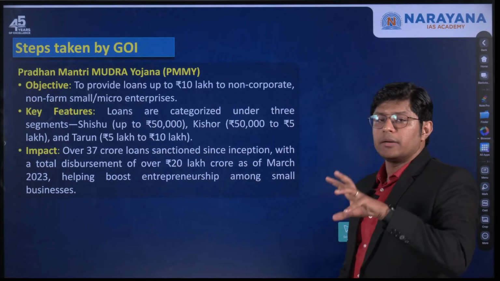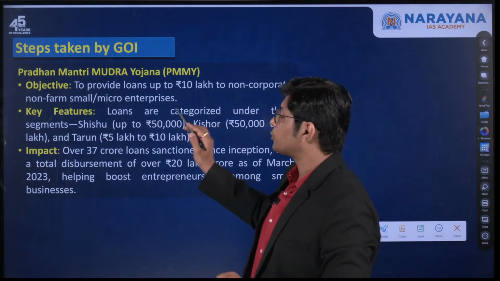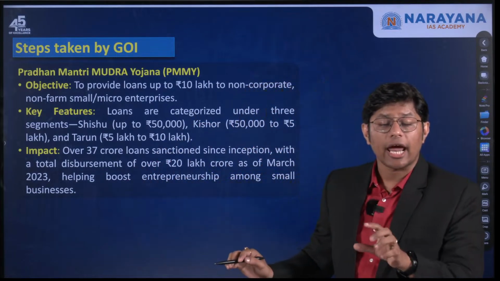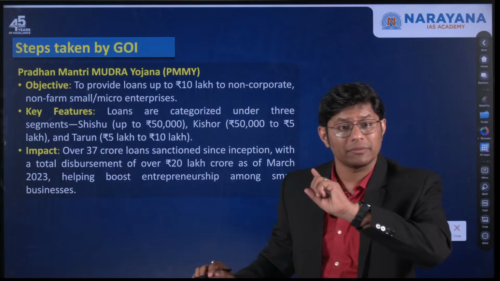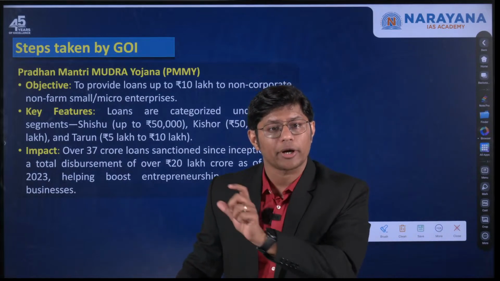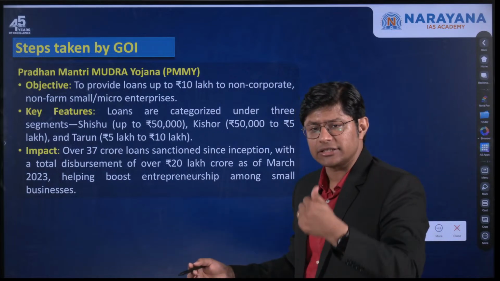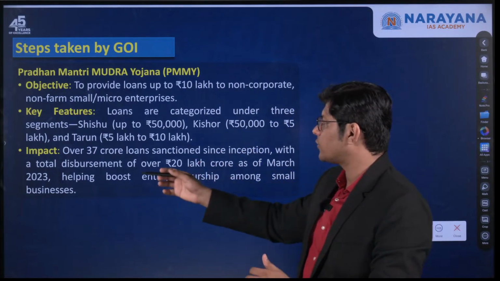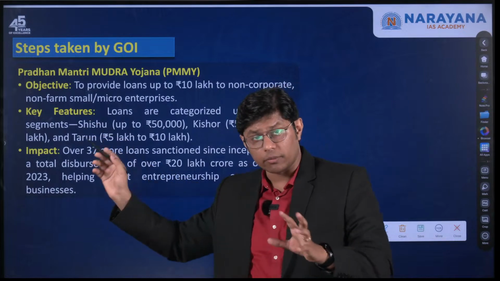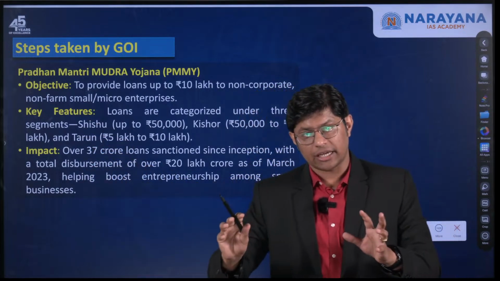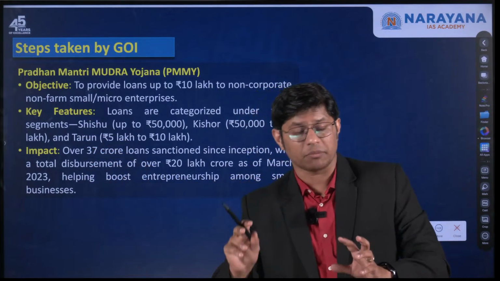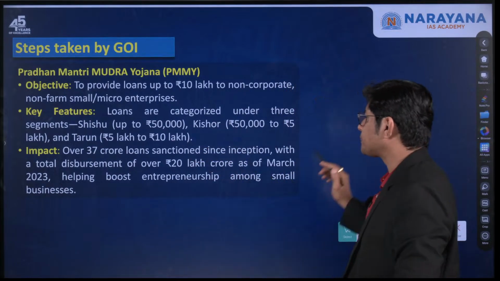the Pradhan Mantri Mudra Yojana, now to provide loans up to 10 lakh, right? To non-corporate, not to the big businesses, to the non-corporate sector. For this, the loans are categorized under three segments. One is Shishu, Kishore, and the third one is Tarun. So please try to remember such points because a question in the prelims can be asked on such points, right?